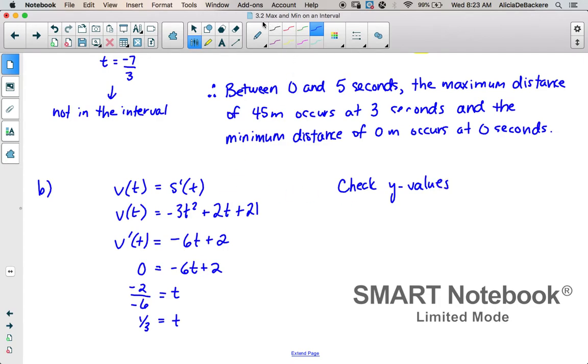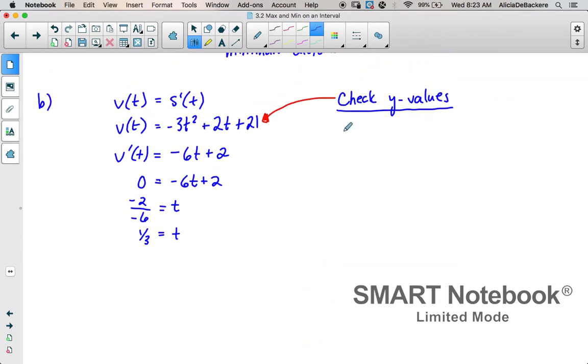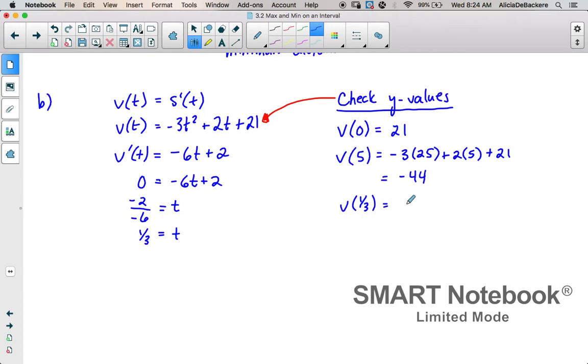This time when I'm checking, I'm plugging them into the original function, and remember the original function this time is the velocity function. So I'm checking them in this equation. This time when I plug t equals 0 in, I'm going to be left with the 21. And my other endpoint was 5. Just squaring the 5, I get 25. And altogether that comes out at negative 44. And this one here comes out to 21 and 1/3 as a mixed number. I'm leaving it as a mixed number for this question because we're talking about velocities, so having an improper fraction isn't going to make a whole lot of sense here.